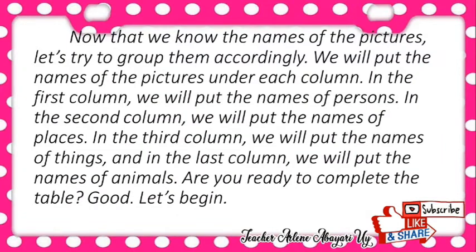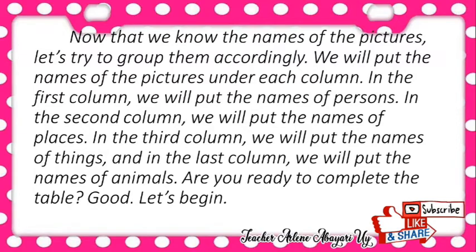Now that we know the names of the pictures, let's try to group them accordingly. We will put the names of the pictures under each column. In the first column, we will put the names of persons. In the second column, we will put the names of places. In the third column, we will put the names of things. And in the last column, we will put the names of animals. Are you ready to complete the table?